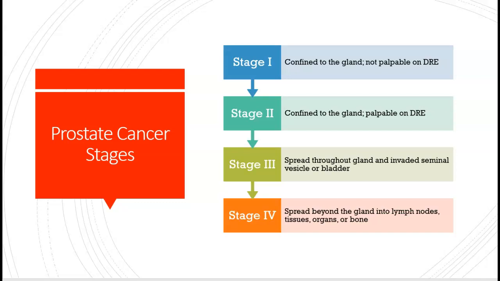Prostate cancer stages. Stage 1 means it's confined to the gland. It's not palpable on DRE. Stage 2, confined to the gland, palpable on DRE. Stage 3, spread throughout the gland and invades the seminal vesicle or bladder. And Stage 4, spread beyond the gland into lymph nodes, tissues, organs, and bone.